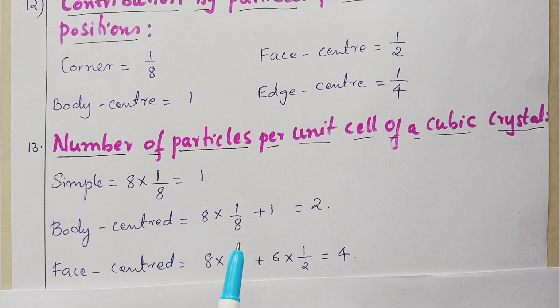So 8 into 1 by 8 plus 1, that is 2. Now in case of a face centered cubic crystal, we have particles at the 8 corners, contribution is 1 by 8, plus 6 particles are present at the 6 faces. Each contributes 1 by 2. So 8 into 1 by 8 plus 6 into 1 by 2, that is equal to 4. So these are the number of particles per unit cell of cubic crystal.